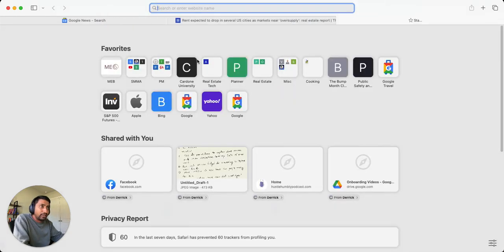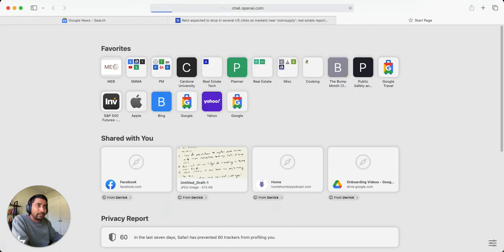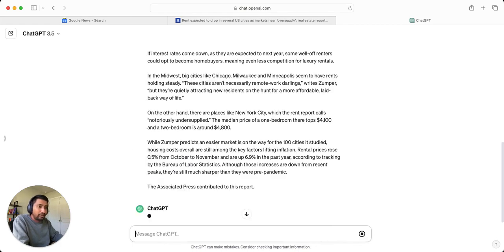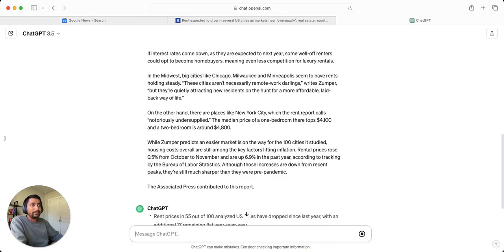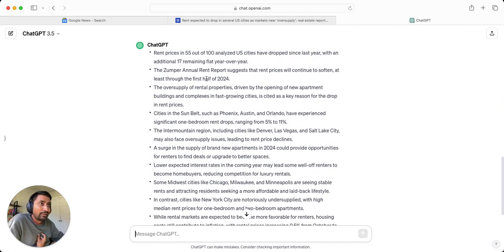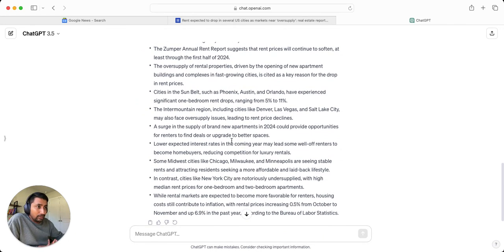I'm going to go into ChatGPT and say, summarize the following content. Great. What this does is I don't have to read through the paragraphs. It basically summarizes the whole thing and gives me bullet points. Rent prices in 55 out of 100 cities have seen a drop. So this is all great, right?